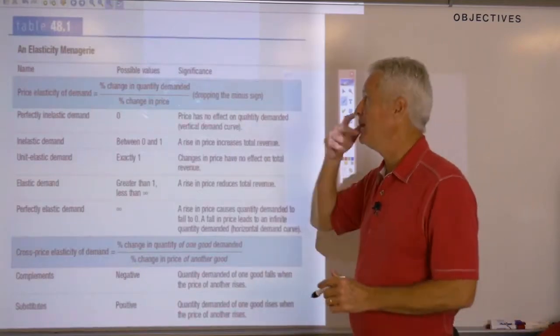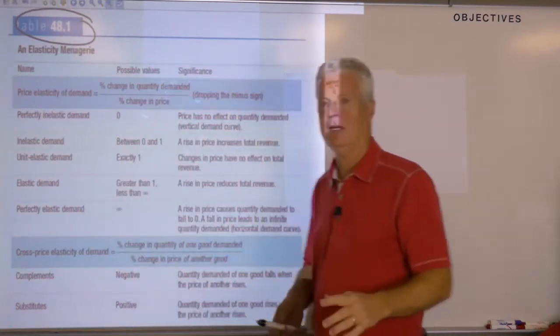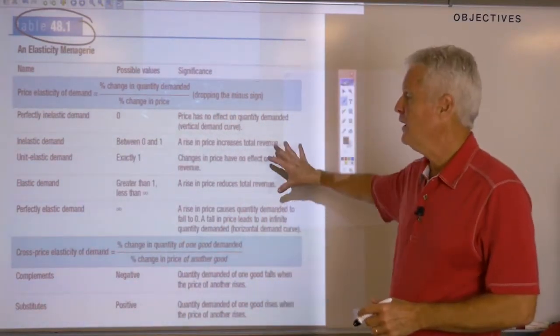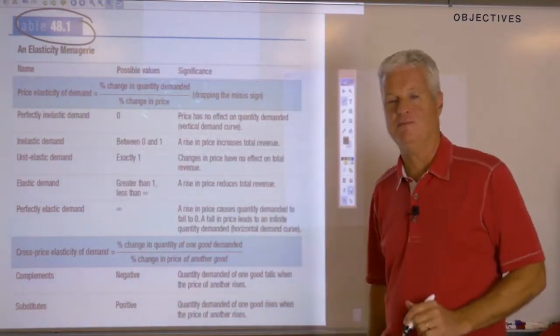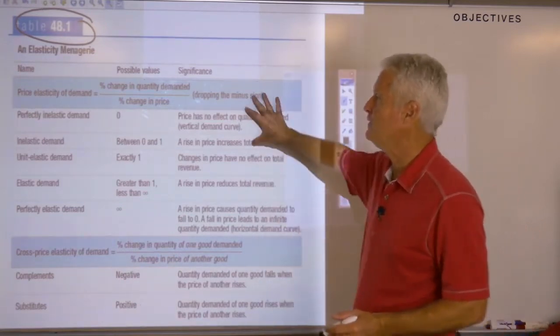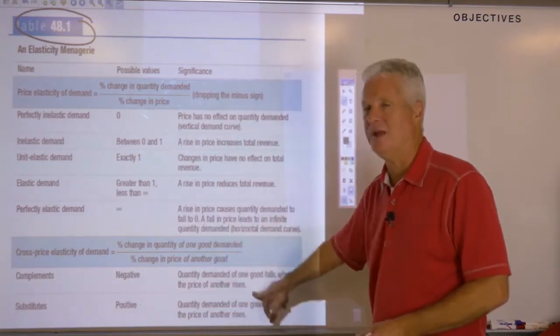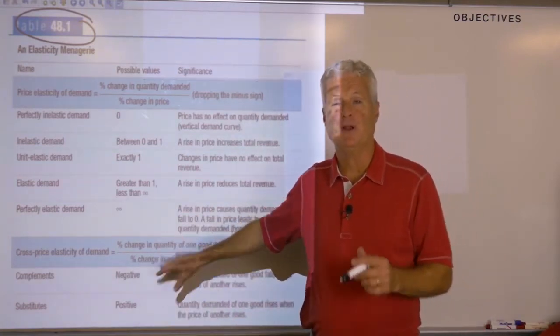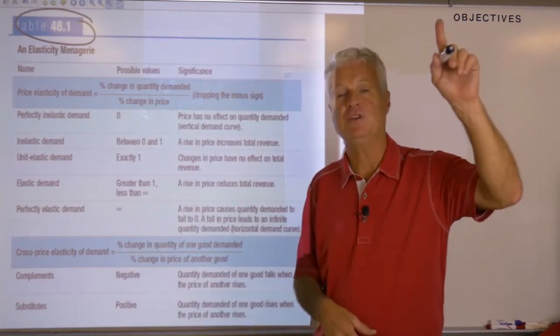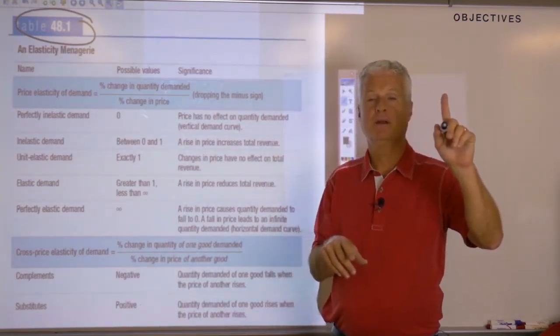Okay, a couple more things. Table 48.1. This thing is awesome. Make sure you make a note of this. I'd take a photocopy, or print this out or whatever. Keep this, because this has all the details. This goes through price elasticity of demand, cross-price elasticity. This is talking about 2 different products. What happens to jelly when we increase the price of peanut butter?